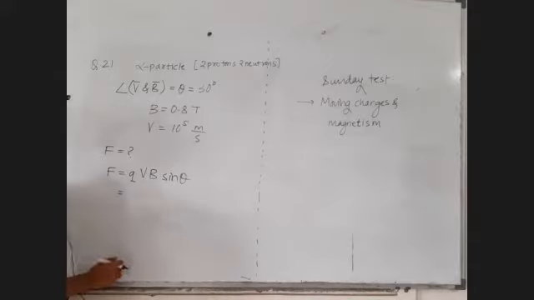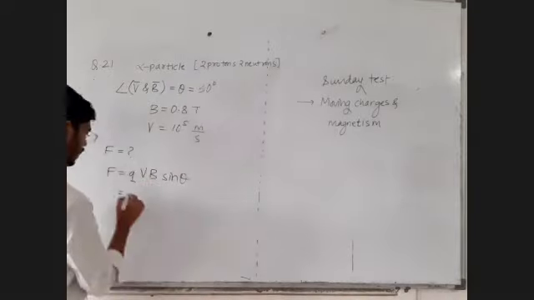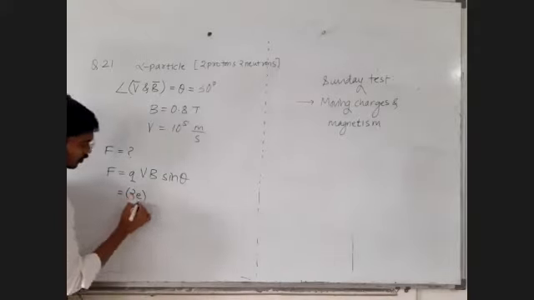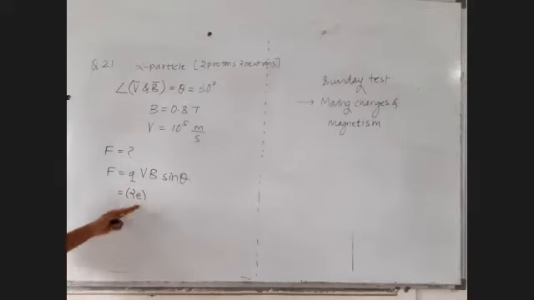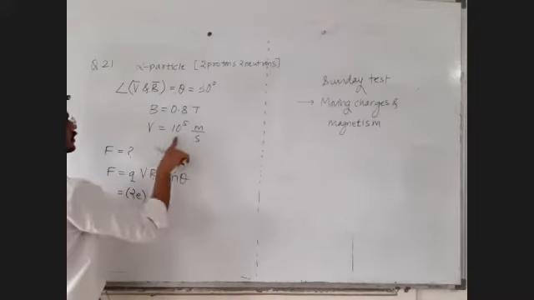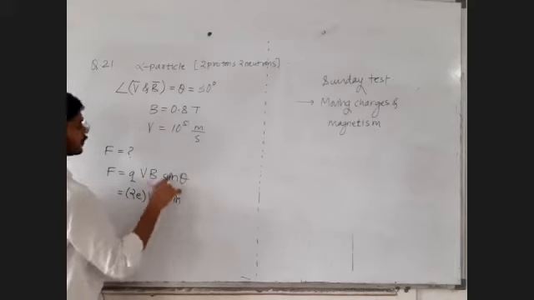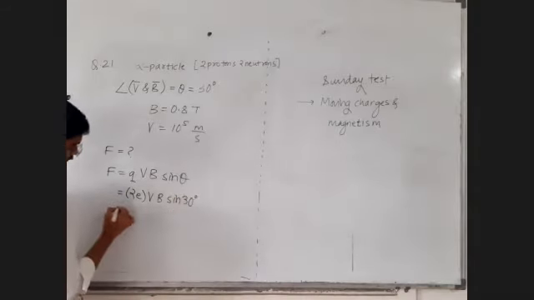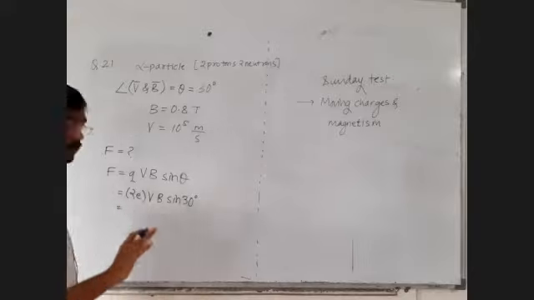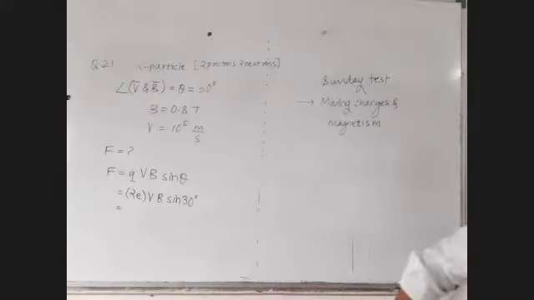Charge on the alpha particle: 2 protons and 2 neutrons. 2 protons have charge 2 times e, where e is 1.6 into 10 raised to minus 19. Velocity v is already given; keep it as it is. Magnetic field B is given; keep it as it is. Theta is given as 30 degrees. You should remember sin 30, sin 60. That entire table you should remember.